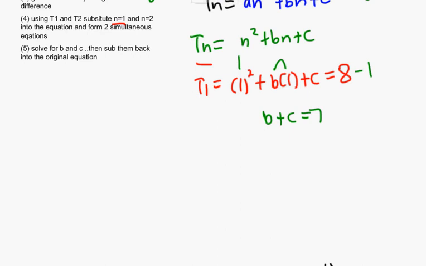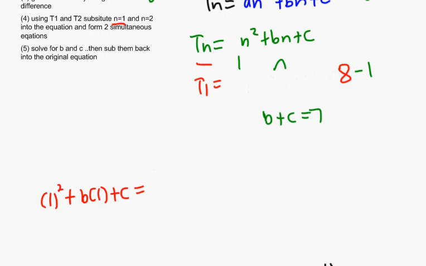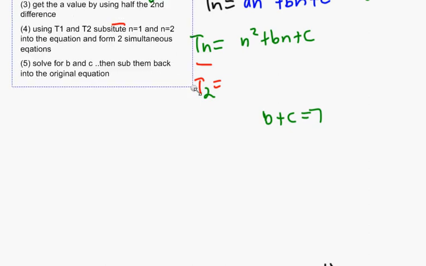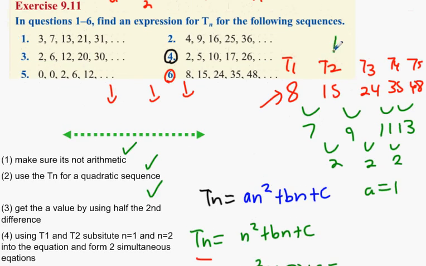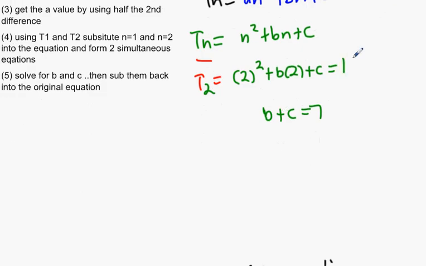So instead of doing T1, we're now going to do T2. Okay, so T2, guys. What do I replace in for n? n equals what, Sam, for T2? We're on T2 here. You replace in n equals 2. So that's when you put in n equals 2. 2 squared plus b times 2 plus c equals what is T2? 15. Okay. What happens next then?